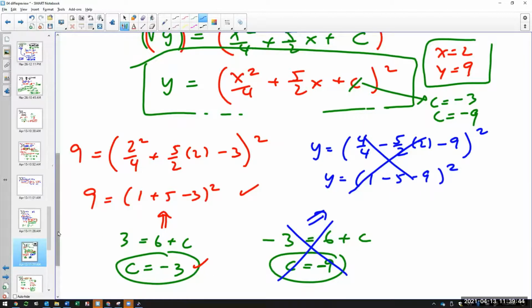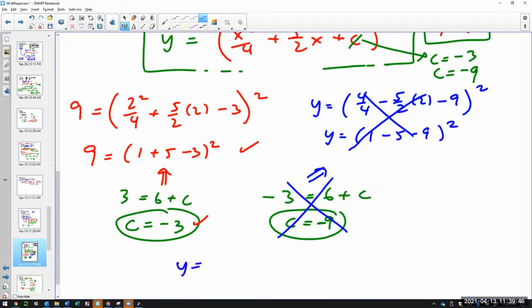Okay, so then my answer is y is equal to x squared over 4 plus 5 halves x minus 3, and then you square all that.